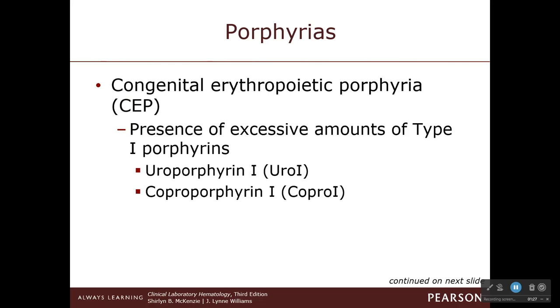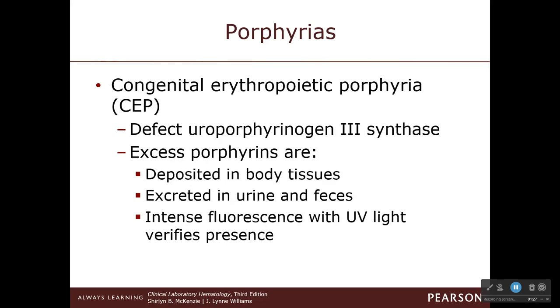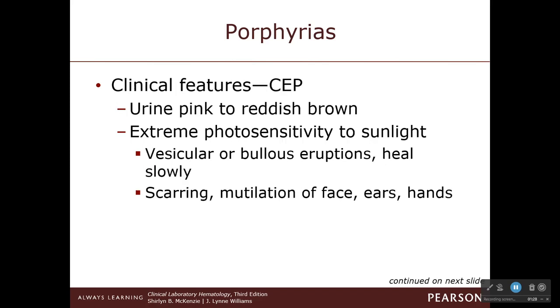CEP: presence of excessive amounts of type 1 porphyrins. Uroporphyrin and coproporphyrin are the two big ones. The defect is in uroporphyrinogen 3 synthase, which is the actual enzyme there. What happens? They are deposited into body tissues, excreted in urine and feces, and intense fluorescence with UV light verifies their presence. Essentially, if you suspect somebody has porphyria, you don't have to do a test at all. You just put a UV light in their face and their teeth will glow, or their urine will glow. That's all you need, because nothing else is going to do that. Does that make sense?